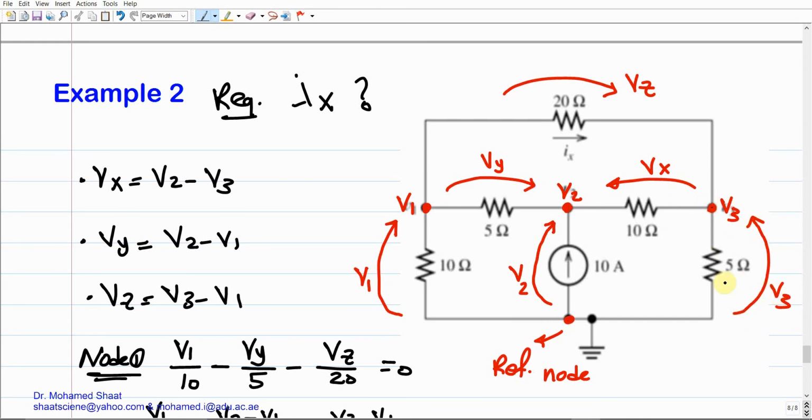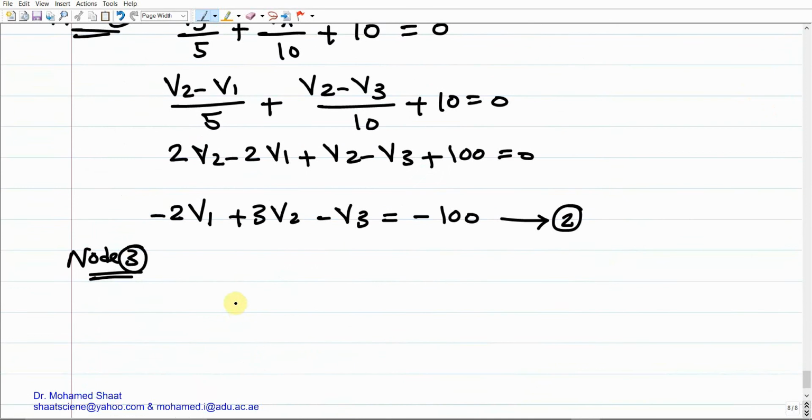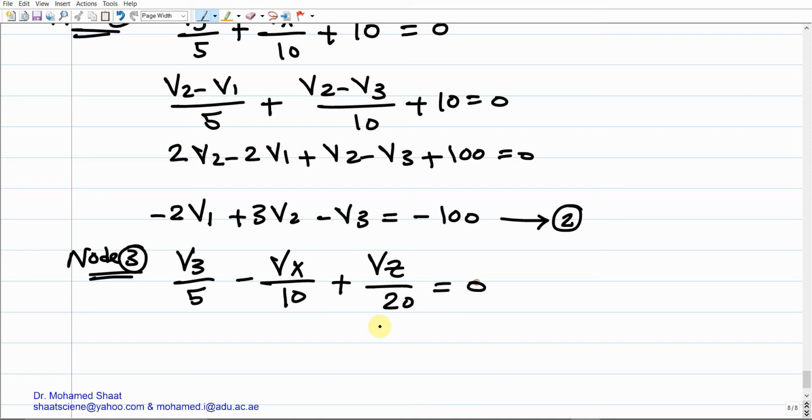One element is V3 over 5. The second element is Vx over 10. It leaves, but this one enters, this one leaves. And the Vz also entered the node by Vz over 20. So we have Vx over 10, V3 over 5, and Vz over 20. Okay? So we're going to end up with this equation as V3 over 5 negative Vx over 10 because it leaves plus the Vz over 20. It's positive because it entered the node equals 0.